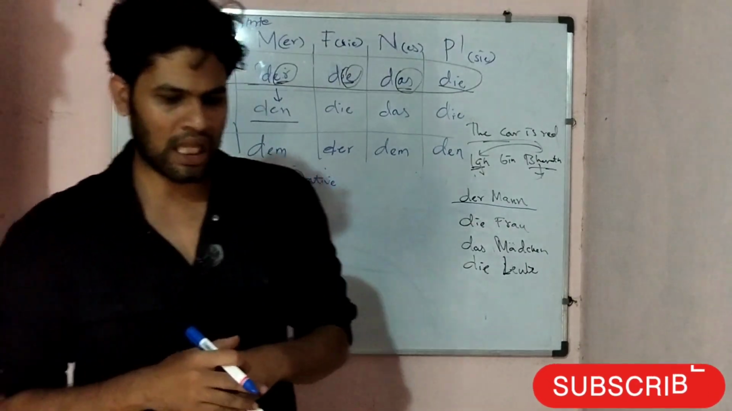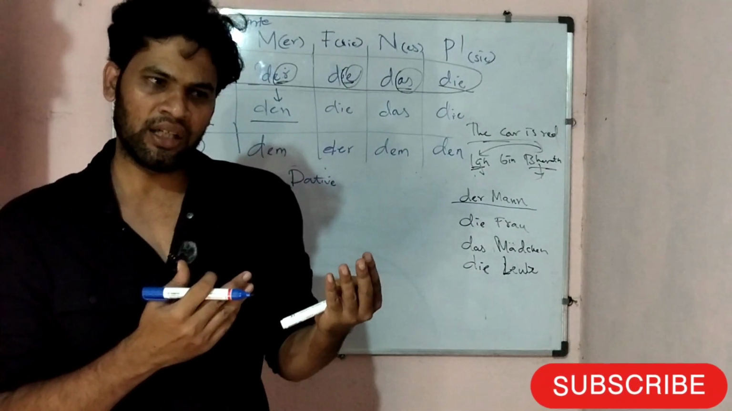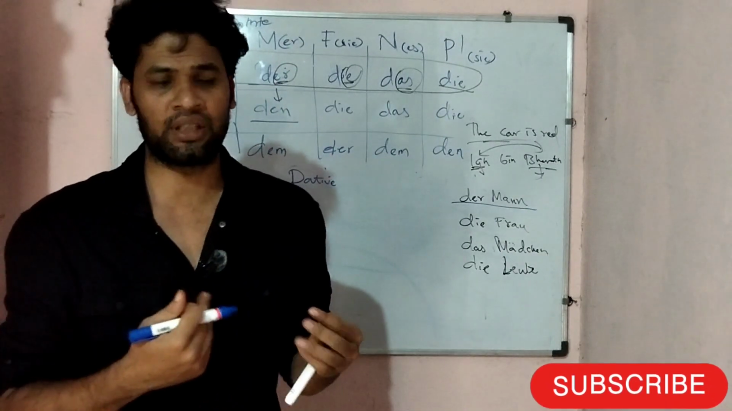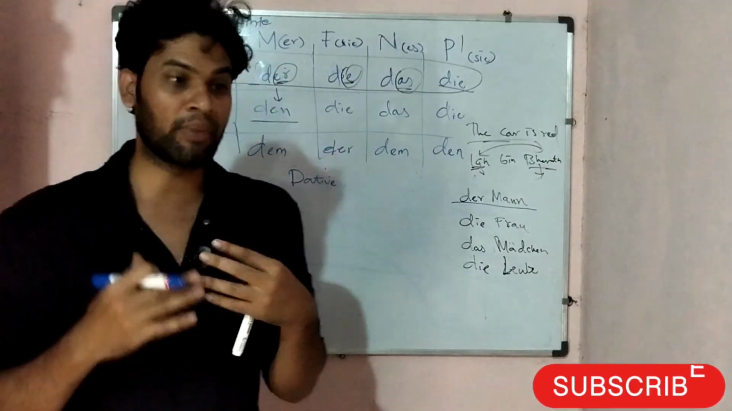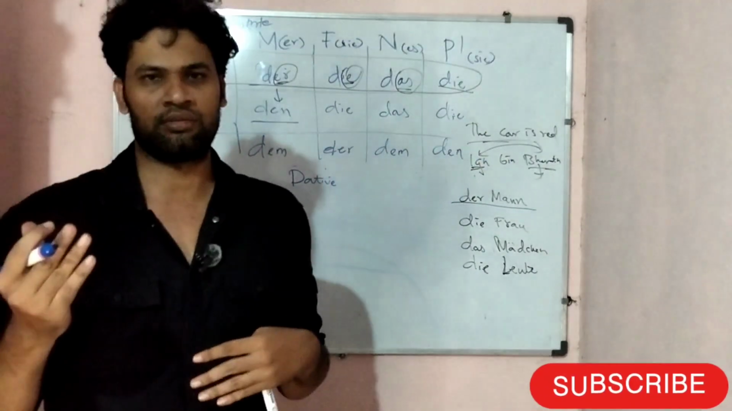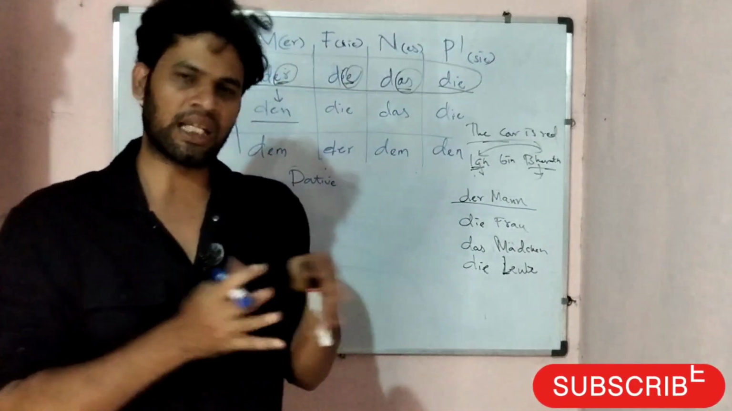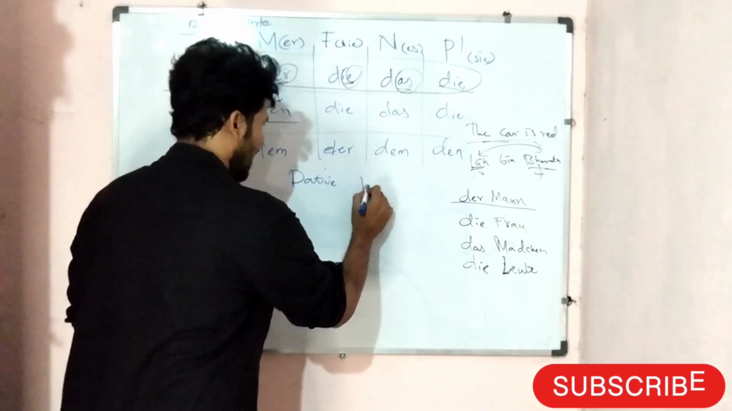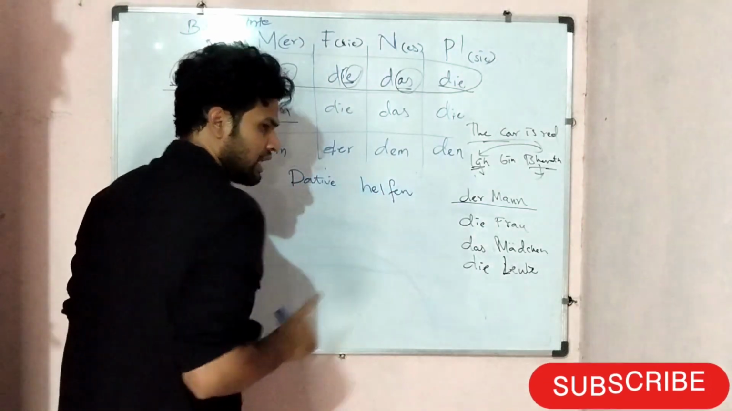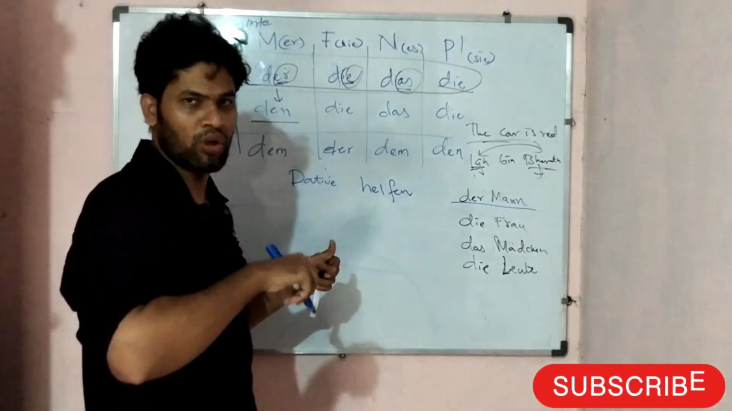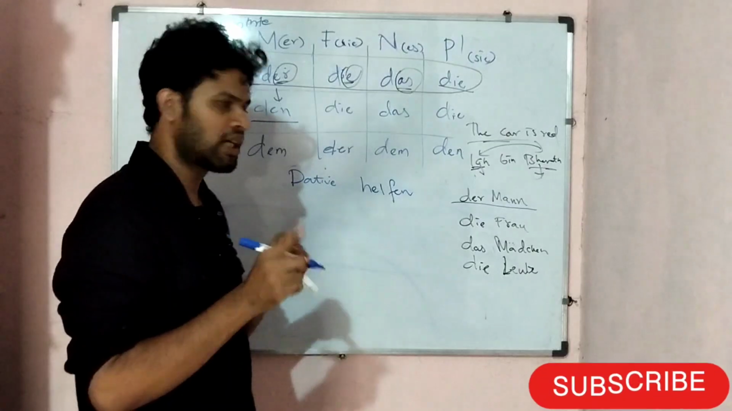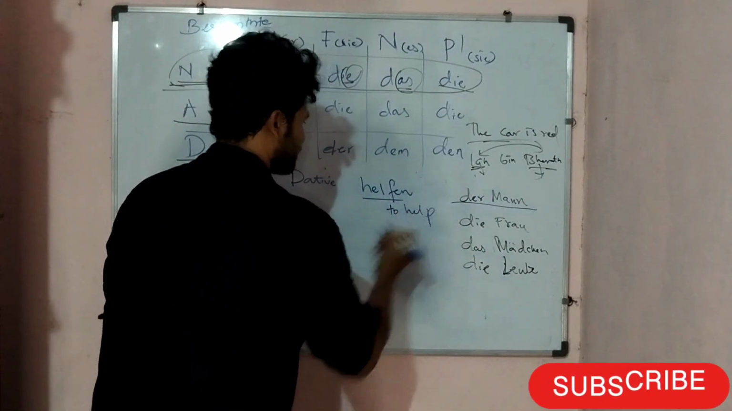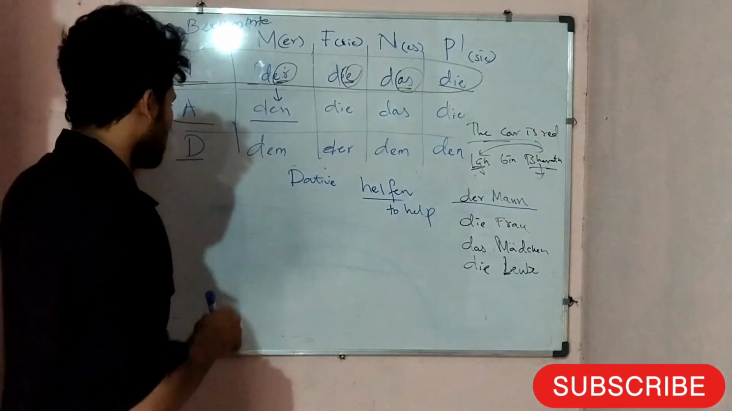For example, I am helping you, which means the help belongs to you. I am helping to you. If you ask the statement, to whom are you helping? I am helping to you, to him, to her, right? The verb help itself is actually indirect. The verb is helfen. This is an irregular verb. In the previous videos, just go and watch, you will understand how the verb changes in the stem part. Helfen means to help.